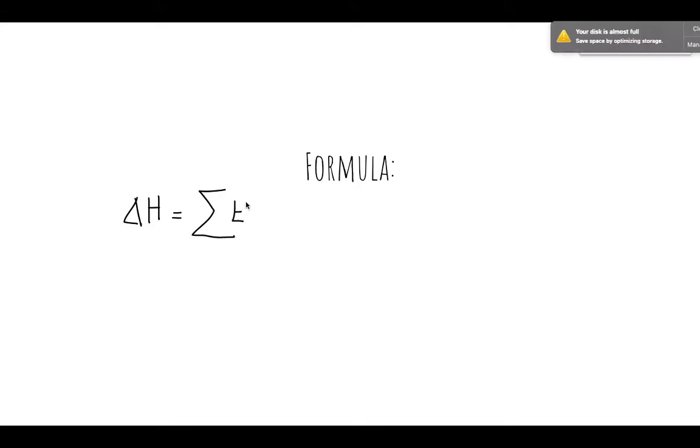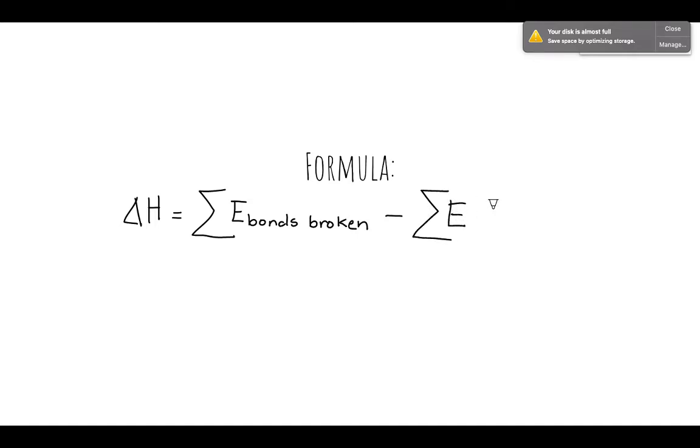So the formula for this is as follows. Again, we're trying to find delta H, and in order to do that, we're going to take a look at the sum of, and remember this symbol means sum of, the energy of the bonds broken. So we need all of those reactants, those bonds to break. So the total energy required for those bonds to break minus the sum of the energy of bonds formed. So these are the bonds in our products that are being formed.